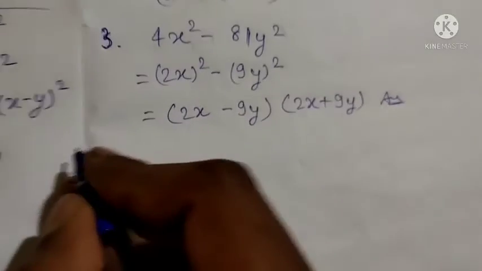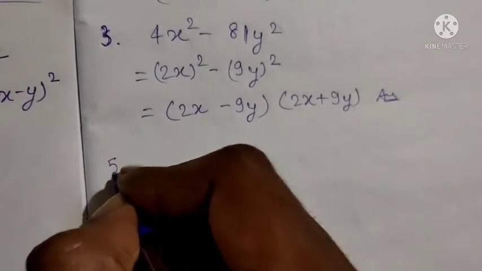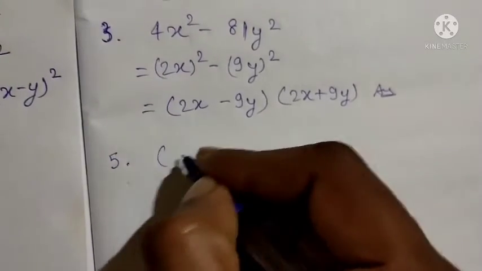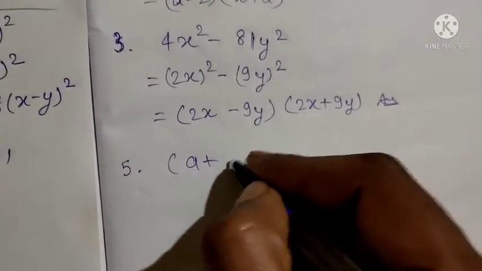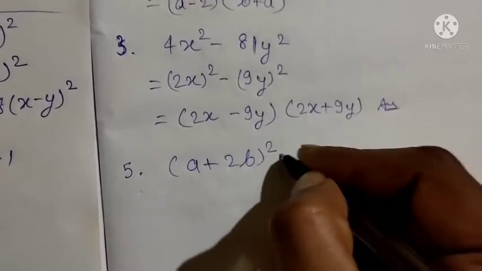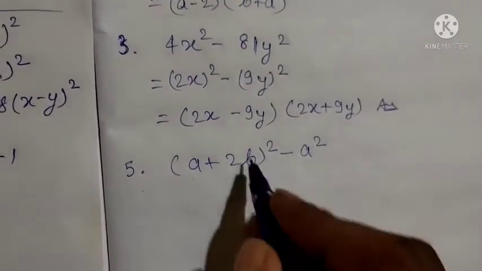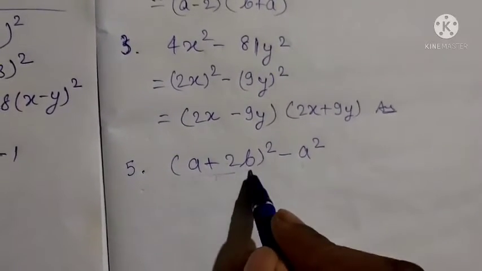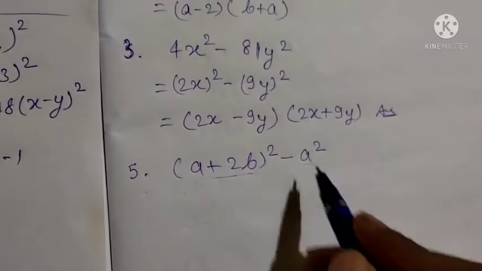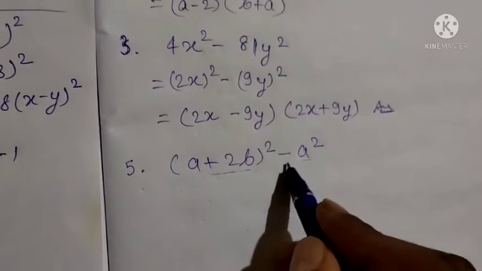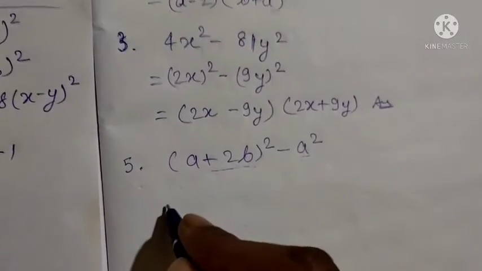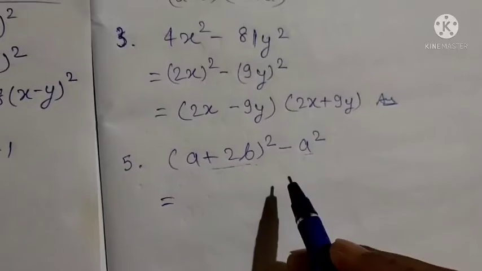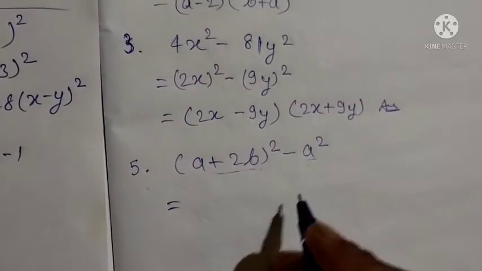Okay. Now question number 5. Question number 5 is a plus 2b whole square minus a square. Now just look at this. Let us consider that this is a term, first term, and this as second term. Then it will be a square minus b square. Hence we are going to solve it as a square minus b square, that is a plus b into a minus b, the formula.